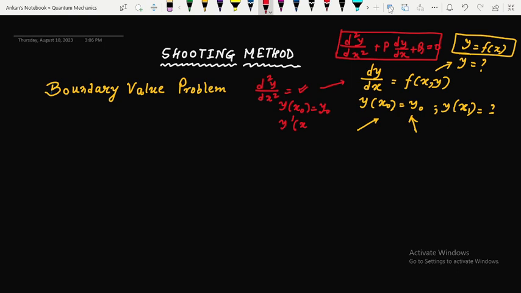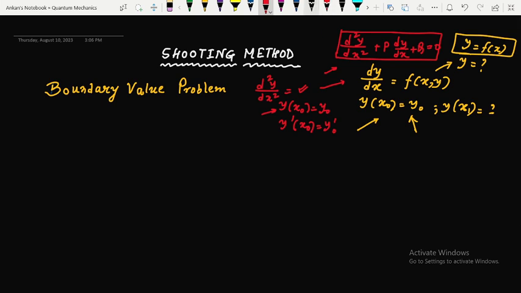So for the solution according to the initial value problem, if it was treated as an initial value problem, then you should have the given value of y at x0 and y prime at x0 known to you. Suppose this is given to you, and you were asked to solve the differential equation on the basis of this initial condition.